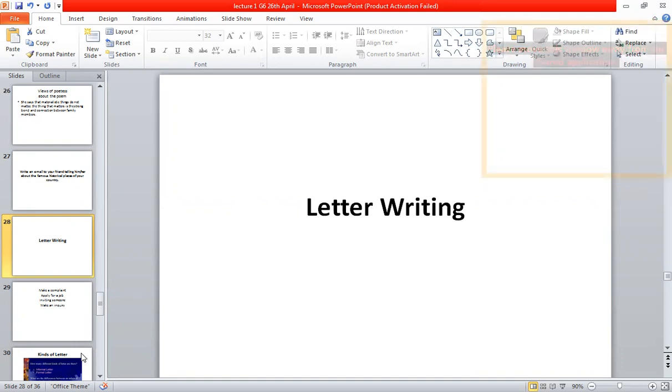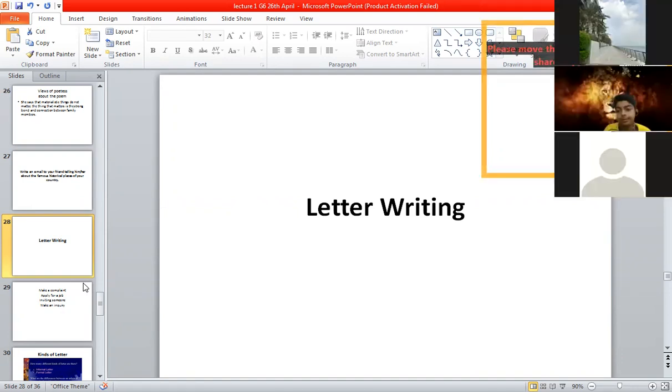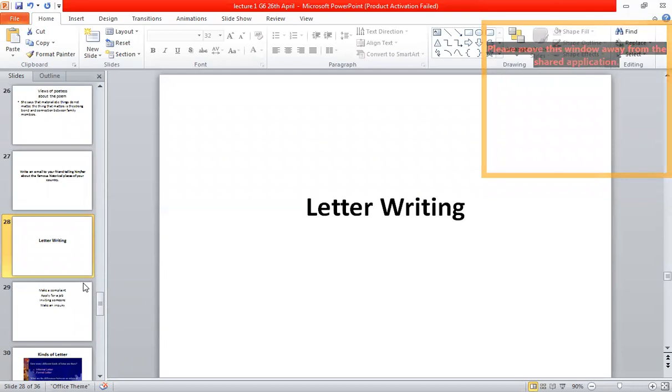Okay, today's lecture is about letter writing. So, letter is a way of communication. It is an old way of communication. When there was no internet, people used to write letters to each other. They used to communicate with each other through letters. So, letter is an old way of communication.